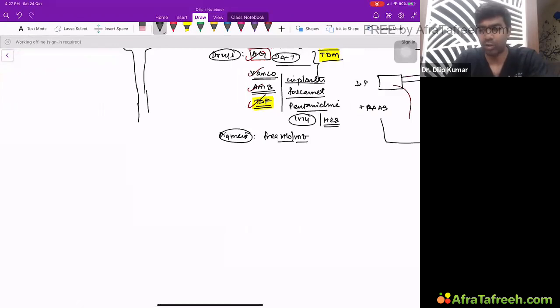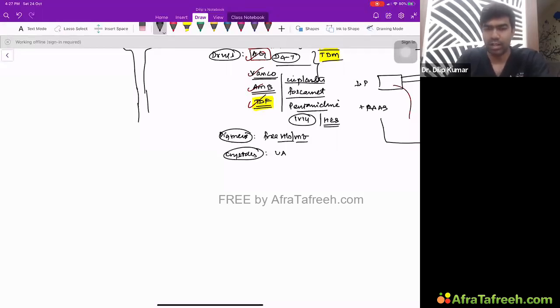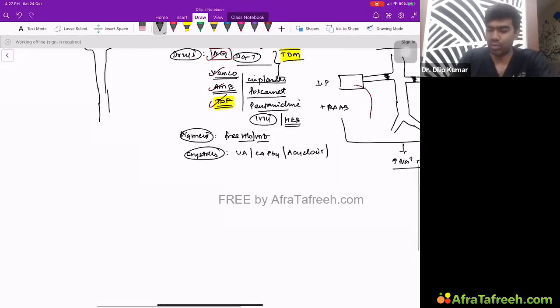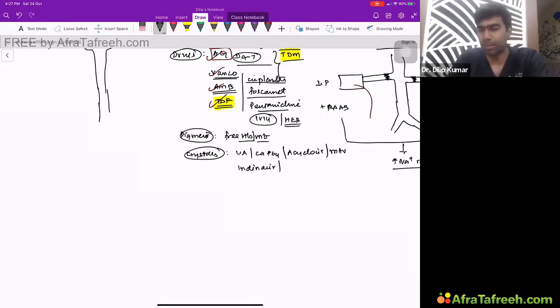Then it could be due to crystal deposition. Some crystals may be deposited. For example, it could be due to uric acid crystals. It could be due to calcium phosphate crystals. It could be due to acyclovir crystals. And it could be due to methotrexate. It could be due to indinavir. It could be due to phosphate load, sodium phosphate load.